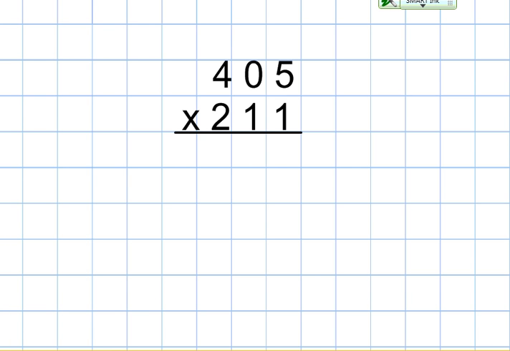Scenario number 2, what if there's a 0 up above? When there's a 0 up above, we still need to multiply the same, because the 0 isn't going to really affect our addition down here at the bottom of the place values. It's just going to be like multiplying by 0. So, for example, 1 times 5 is 5. 1 times 0 is 0. 1 times 4 is 4.